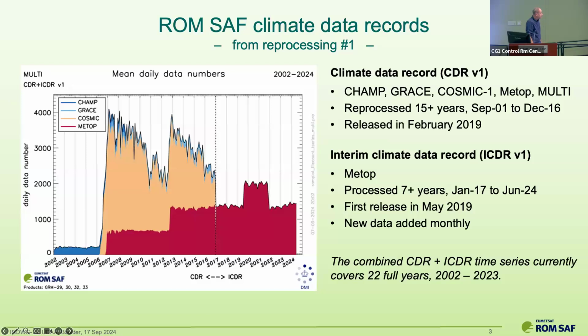So this is the existing data record. It consists of CHAMP, GRACE, COSMIC, and METOP. I'm sorry, if you could speak a little closer to the podium. Okay. Thank you. So it's CHAMP, GRACE, COSMIC, and METOP.